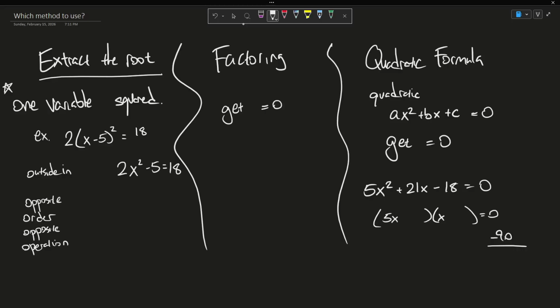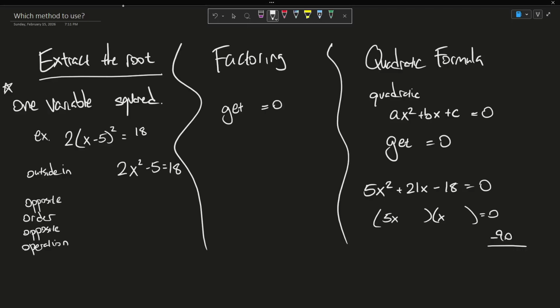So to recap once more, first thing you check for is extract the root. You want to see, do I have one variable squared? If that doesn't work, you then get it equal to 0. You can take out a GCF. GCF works for both factoring and quadratic. And then after GCF, you want to be like, let's factor it for 20 seconds. If I cannot do it, I go to quadratic, because quadratic takes the longest.